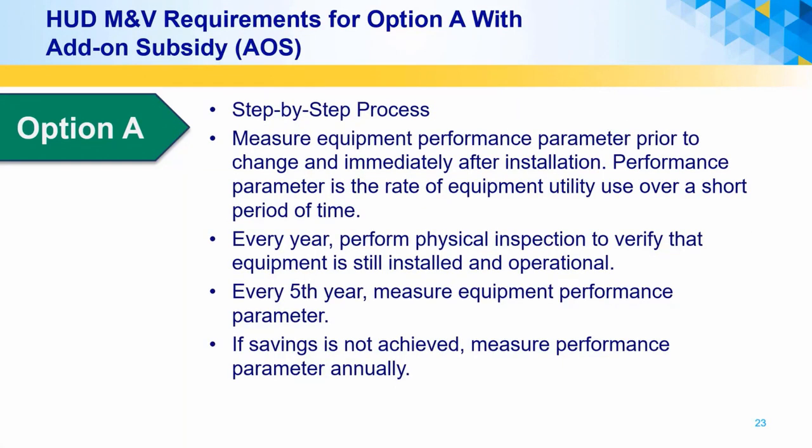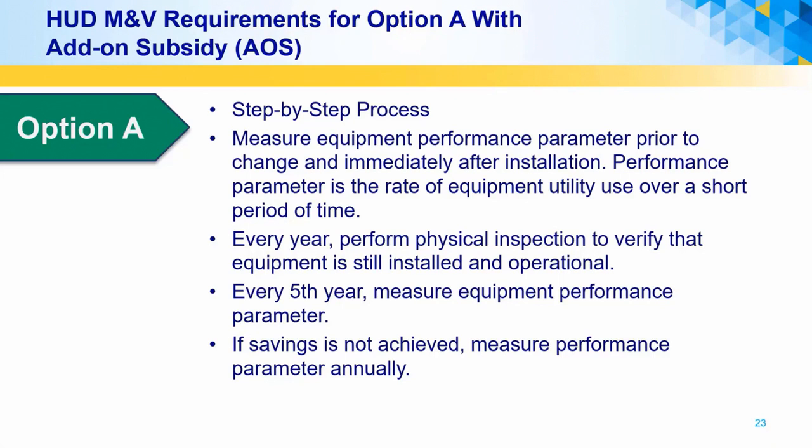HUD has specific requirements for option A with an add-on subsidy. You must measure a random sample of the equipment performance parameters before the equipment is changed. A performance parameter is the rate of equipment utility use over a short period of time. Then you must measure the same performance parameter immediately after the new equipment is installed. Every year thereafter, a random sample of the equipment must be inspected to verify proper operation of the equipment.